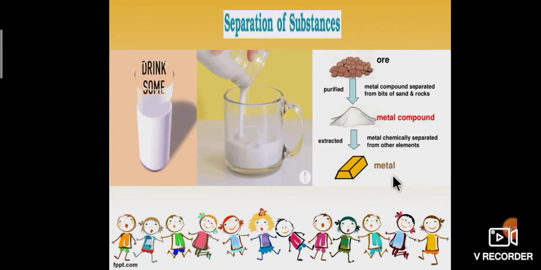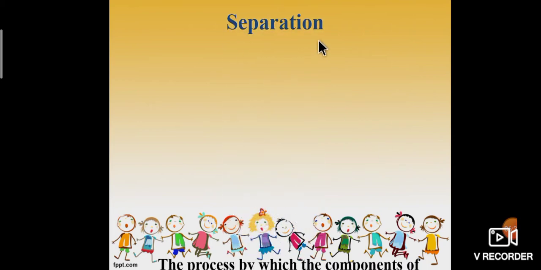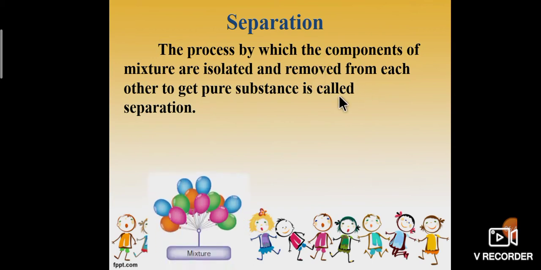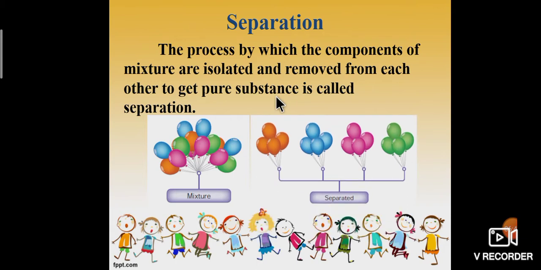From the above points, we directly use some substances as a mixture. But sometimes we need to separate and collect a pure form of a substance. Now tell me, what is separation? It is a process by which the components of a mixture are isolated and removed from each other to get a pure substance. This is called separation.